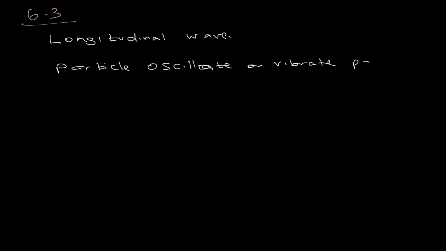Question 6.3. The loudspeaker creates variation in pressure and produces a sound wave in the air around it. State the type of wave produced and describe the motion of the particles in this type of wave. So the type of wave produced in sound is a longitudinal wave, and this is where particles oscillate or vibrate parallel to the direction of energy transfer.